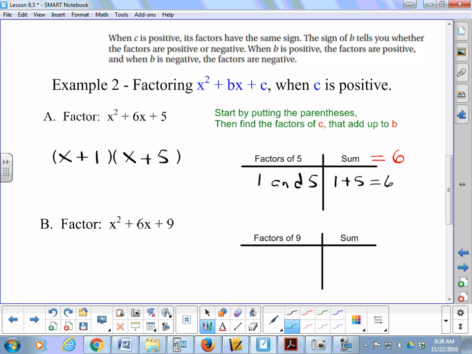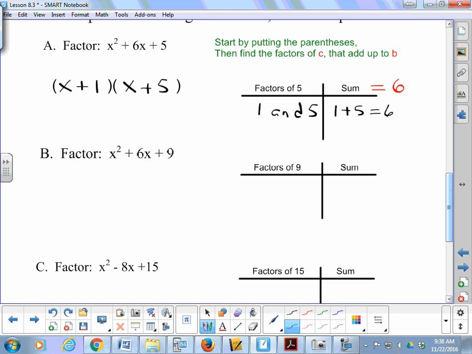All right, so let's look at the next one. x squared plus 6x plus 9. So I'm going to put my sets of parentheses here. In those first sets of parentheses, we're going to put an x. All right, so we need the factors of 9. Okay, 3 and 3, and 1 and 9. All right, so then we're going to find the sum of them.